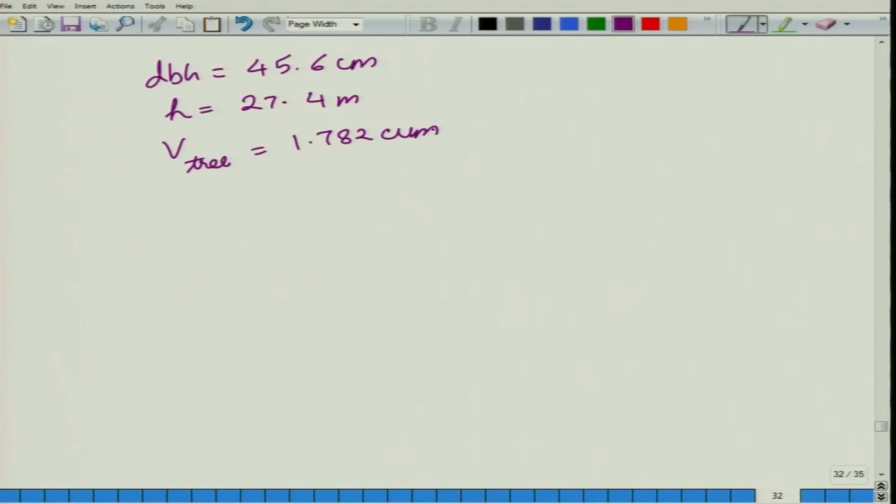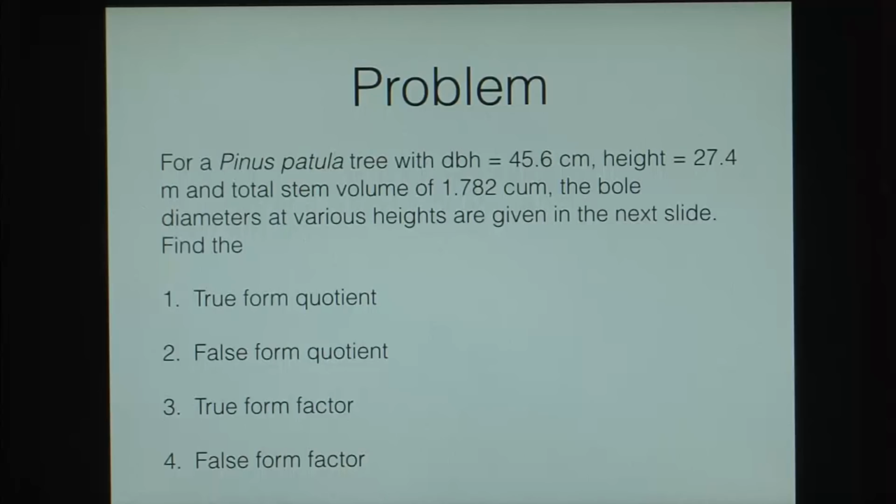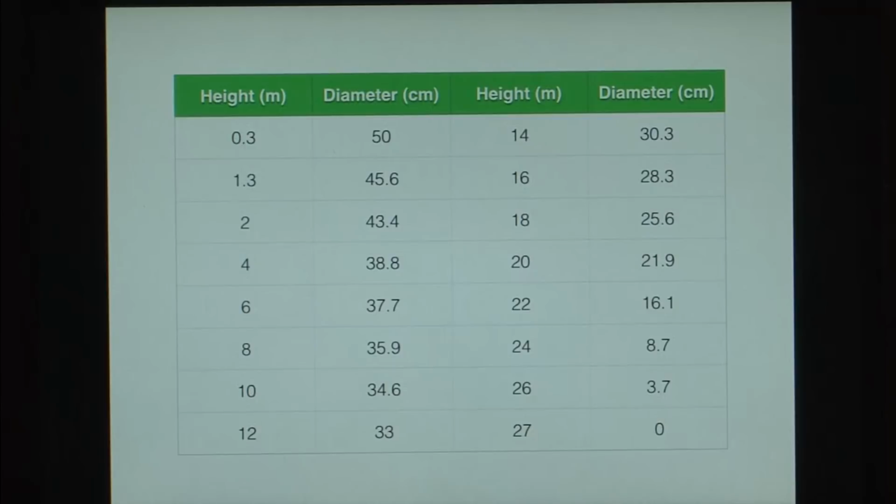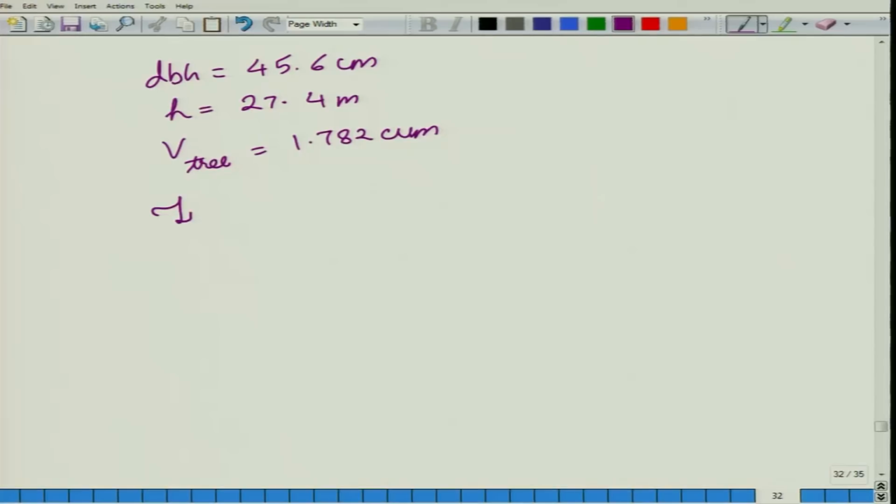The bole diameters at various heights are given on the next slide, and we need to find out the true form quotient, the false form quotient, the true form factor and the false form factor. So, here are the heights and diameters at those heights. As we can see, as the height goes on increasing, the diameter goes on decreasing, telling us that this is a tapering tree. And we need to calculate the form factors and the form quotients.